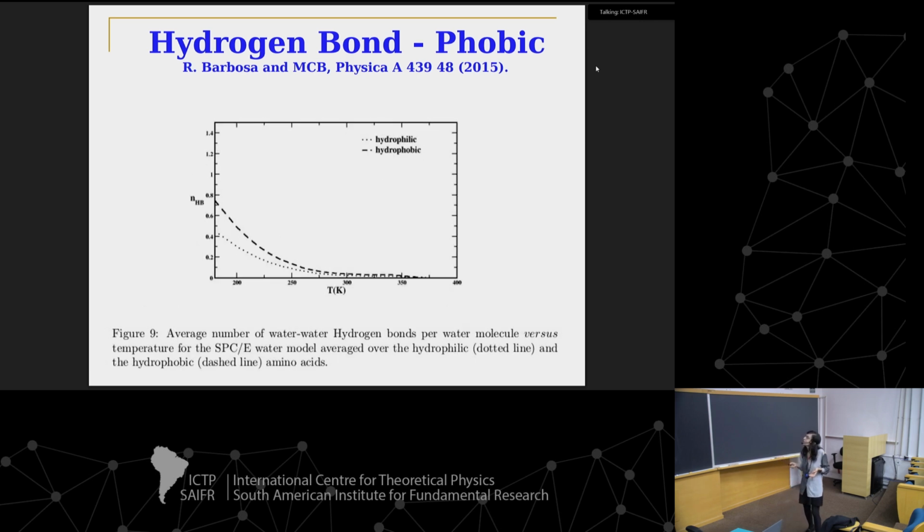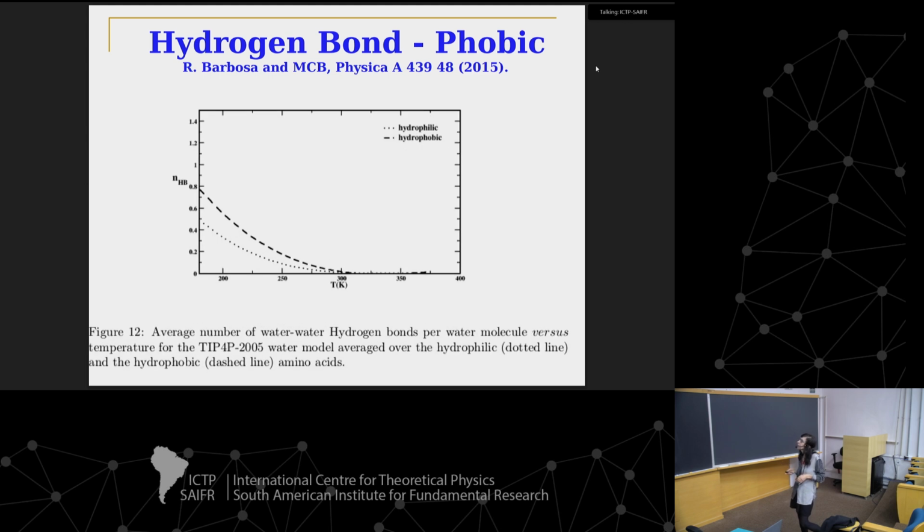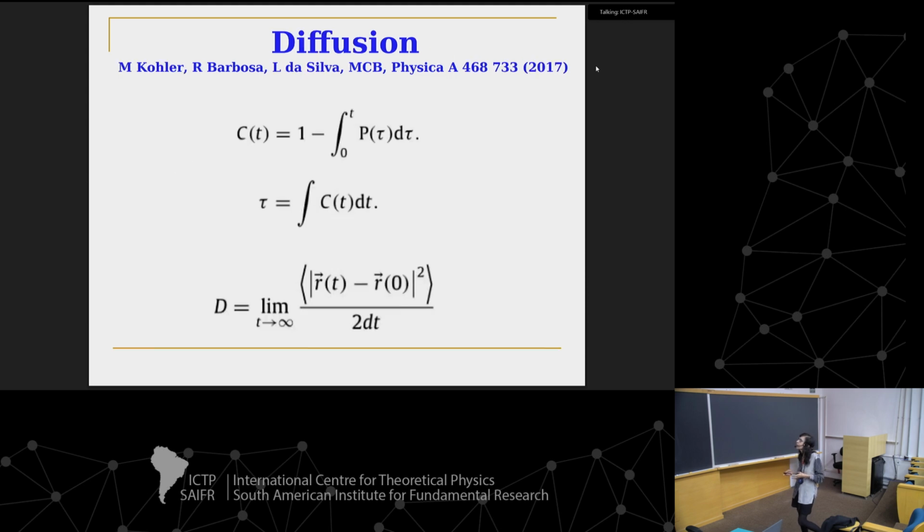Here's just a summary in which I have the average number of water hydrogen bonds in the hydrophilic sites, that's lower, and in the hydrophobic, making an average of all the different amino acid sites. And this for the other models. So no numeric difference, but no difference in behavior, okay?